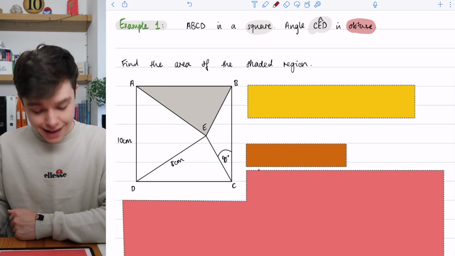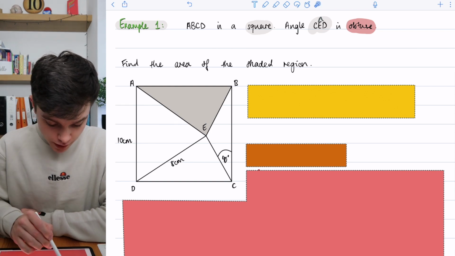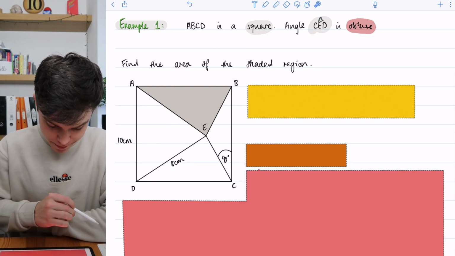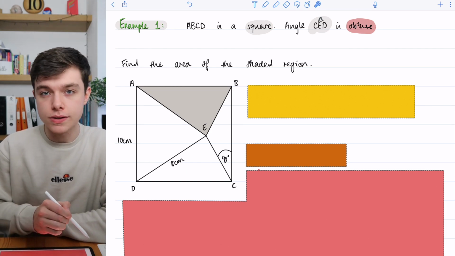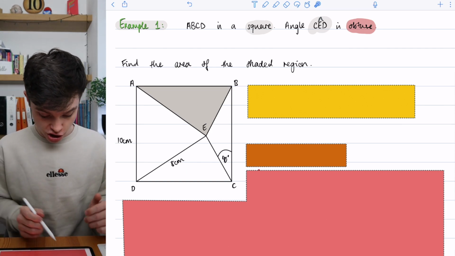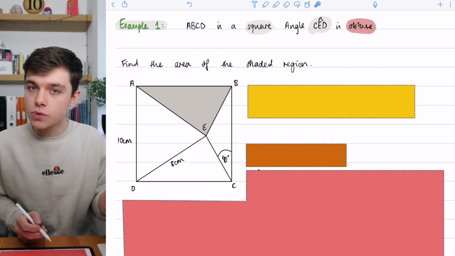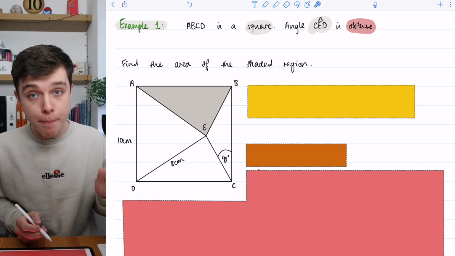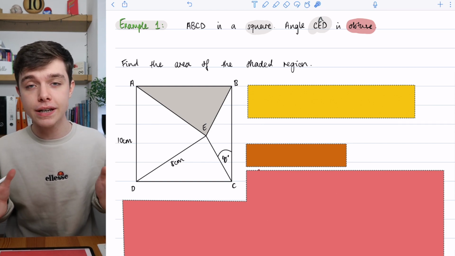The question is asking us to find the area of the shaded region. This is the shaded region here. And we've got a square basically made up of 4 triangles. So just think about what you can do. You know this angle is 40. So kind of ignore that you're trying to work out the area of the shaded region for the minute. And just think, what can I do with the information on the diagram?